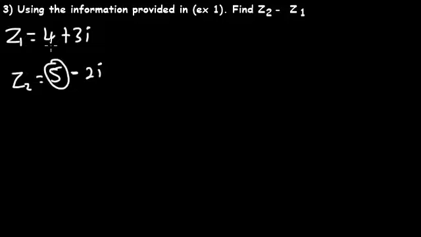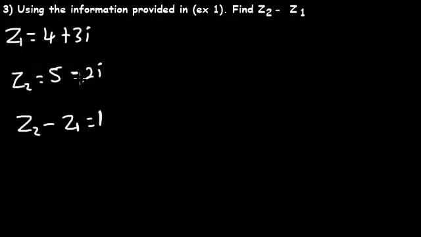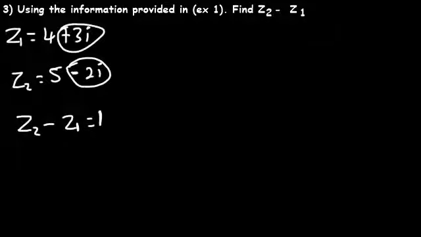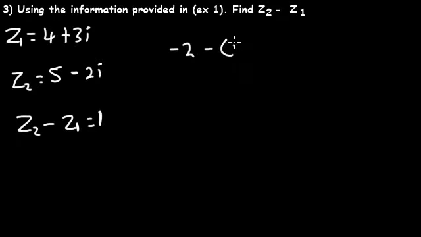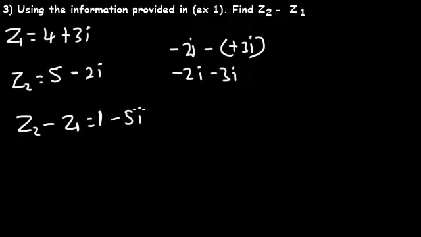So 5 minus 4 gives us 1. So Z2 minus Z1 would be equal to 5 minus 4, which gives us 1. Now negative 2 minus positive 3. What would that be? We have negative 2i minus 3i. That gives us negative 5i. So that gives us the solution to example number 3 as well. So Z2 minus Z1 is 1 minus 5i.